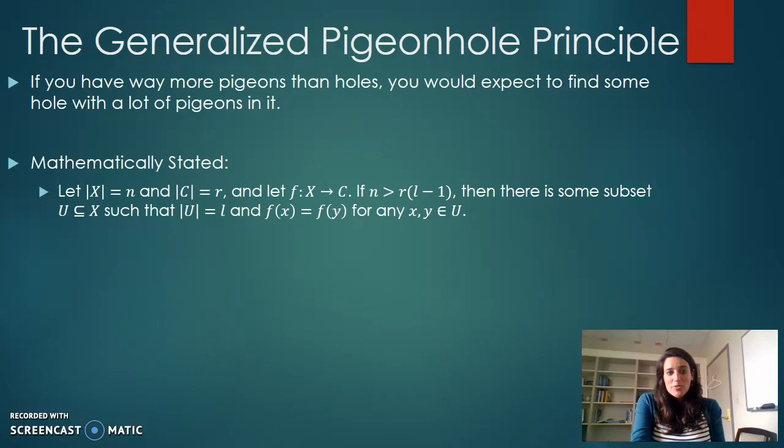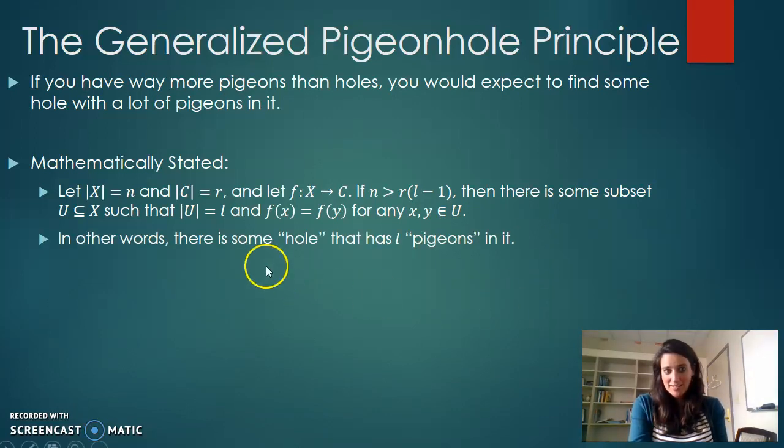Mathematically stated, we're saying let the order of X equal n and the order of C equal r, and let f be a function that goes from X to C. If n is greater than r times (L minus 1), then there is some subset U of X such that the order of U equals L and f(x) equals f(y) for any elements x and y in U.